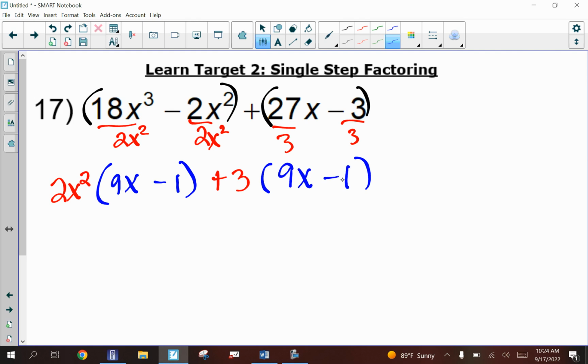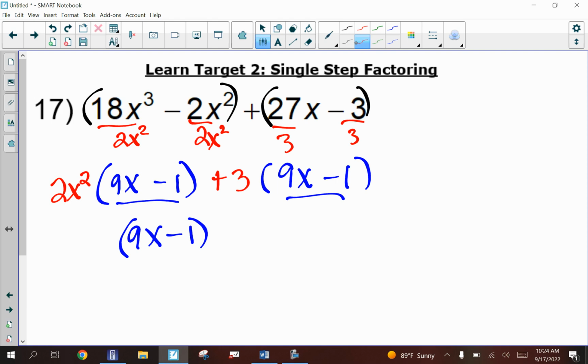Now you can see, I'm trying to color code this so that at this step you should be able to tell if you're doing it right. By definition, if they both have it, that's considered to be a GCF. So since these both have the 9x plus 1 or 9x minus 1 in the parentheses, GCFs typically get pulled out to the front. So I'm going to take 9x minus 1, put that in the front.